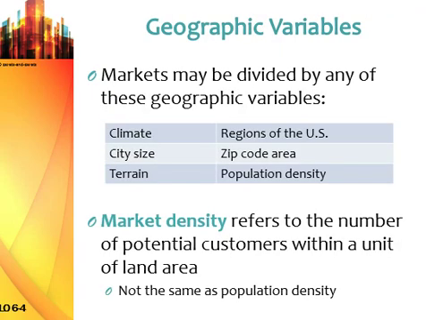Now let's look at geographic variables. Markets may be divided by any of these geographic variables. You can divide by climate, by terrain, city size, population density. Market density refers to the number of potential customers within a unit of land area, for example, square kilometers. Not the same as population density. We're talking about market density.